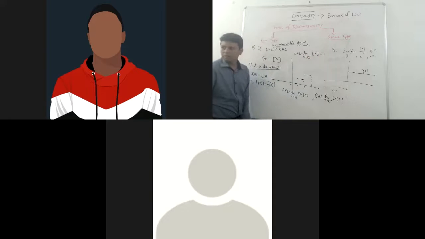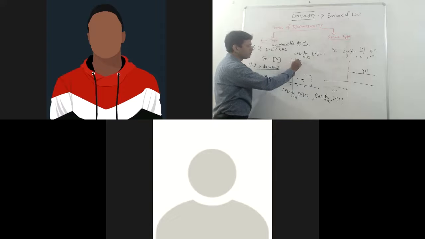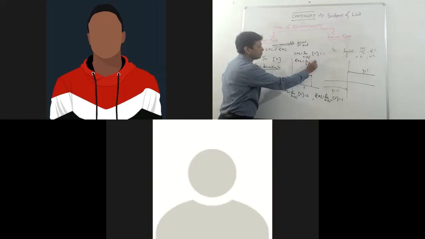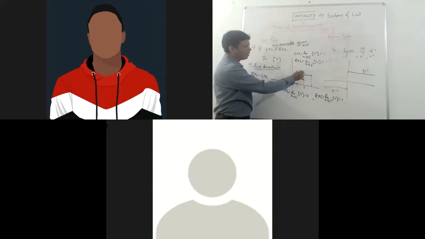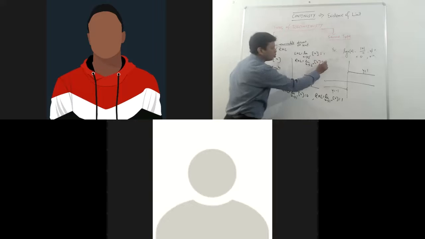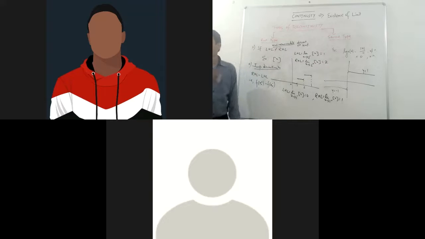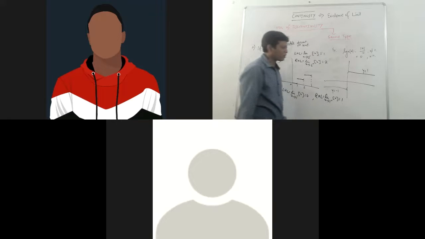At 2 from the left it will be 1, and from the right, more than 2, the box will be 2. So look at that. What is the jump? Again 1, 2 minus 1. So the jump is 1. Fractional part is not a jump discontinuity.